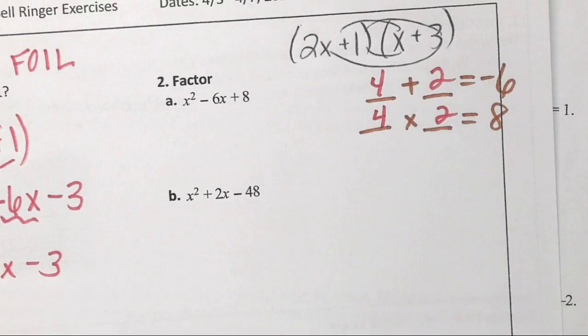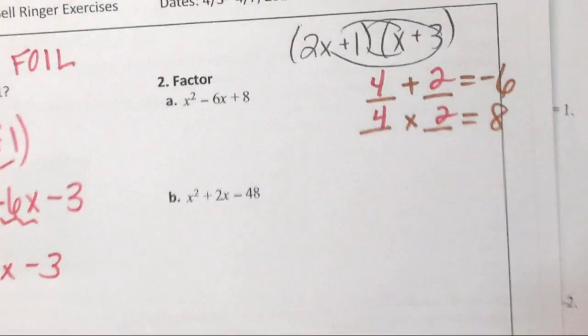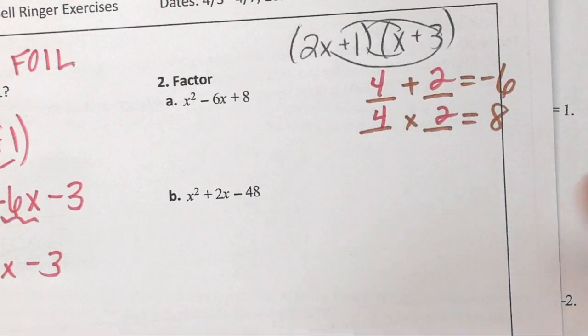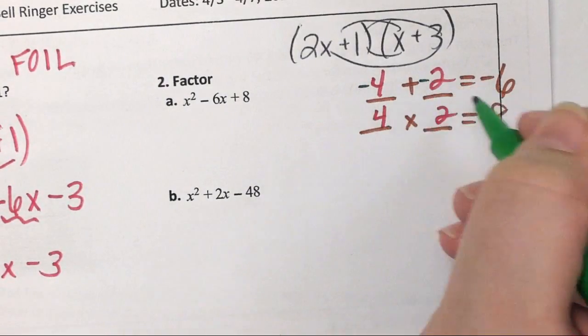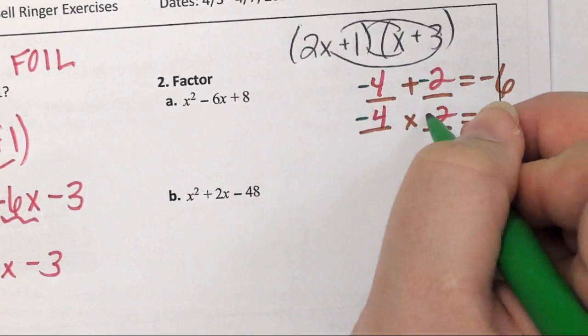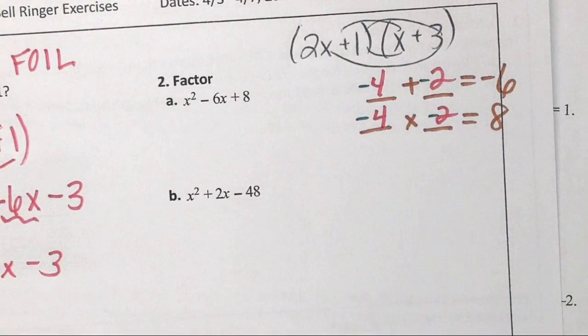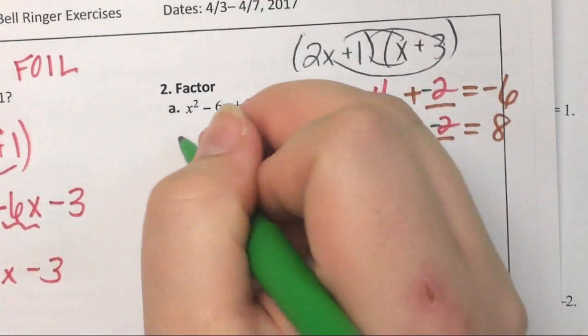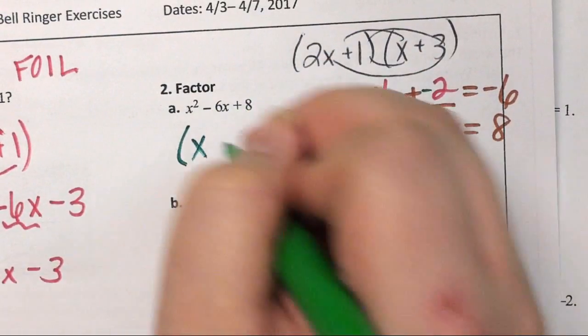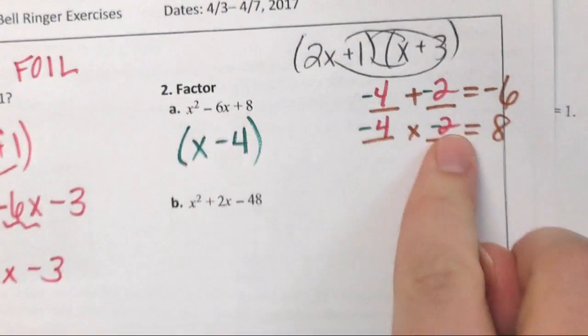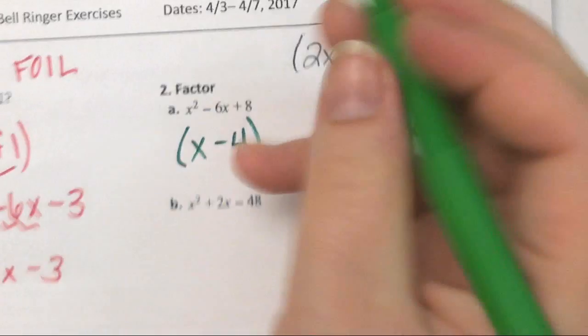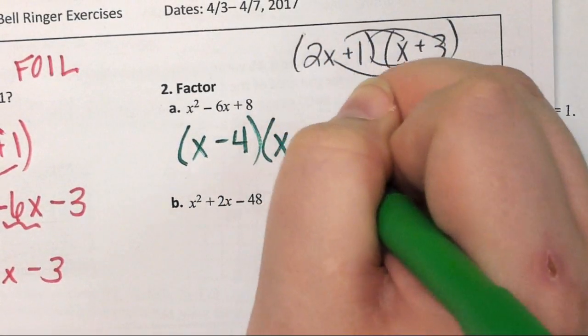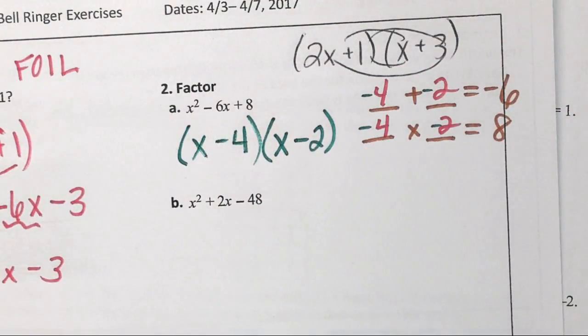So what am I going to do about that? Okay, negative who? Negative both. Negative 4 plus negative 2 is negative 6. Negative times a negative is a positive. Perfect. So since my factor is negative 4, my factor is x minus 4. Since I picked negative 2, my other factor is x minus 2. Are there any questions about that one?